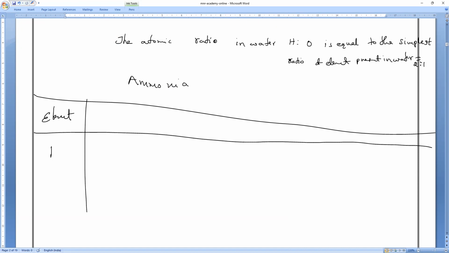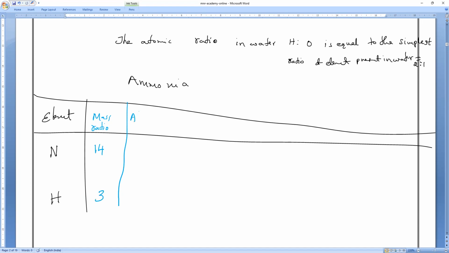Elements present in ammonia. Everybody. Nitrogen and hydrogen. You all should tell me, what is the mass ratio? See the tabular column and tell. Just now I taught you. Nitrogen mass 14. Hydrogen 3.